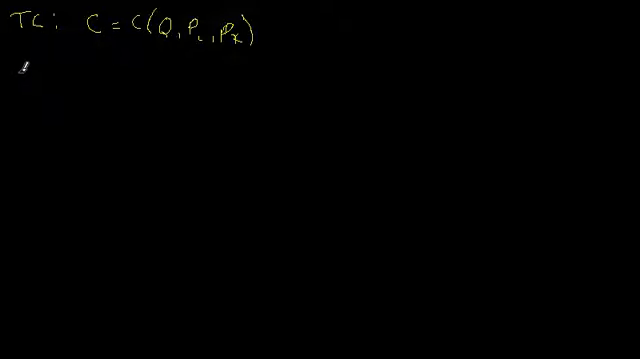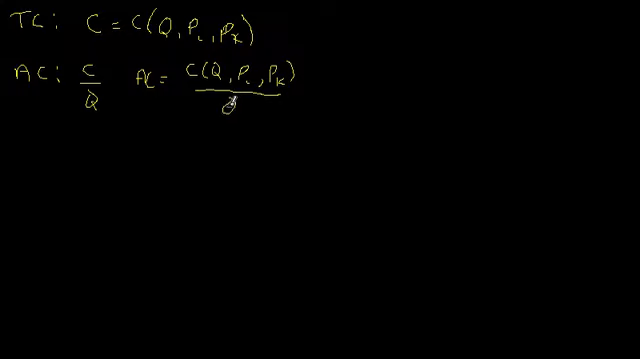Now, with that in mind, let's define the average cost curve. Since average cost is total cost divided by output, the average cost curve, AC, is equal to C of Q, PL, and PK divided by output.